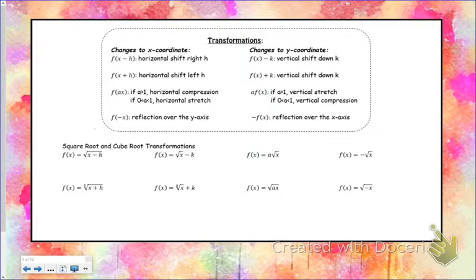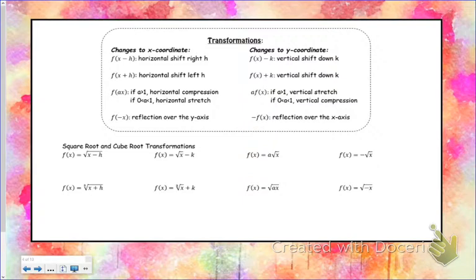The other thing that's new for these parent functions is the reflection over the y-axis, because until this point it hasn't really mattered if you've reflected over the y-axis, because the absolute value graph would still look the same, the quadratic graph would still look the same. But when it comes to a square root, it actually is going to make a difference if you reflect it over the y.